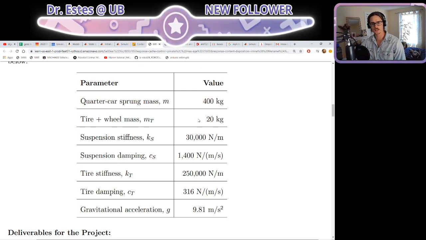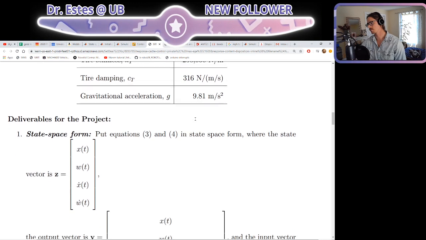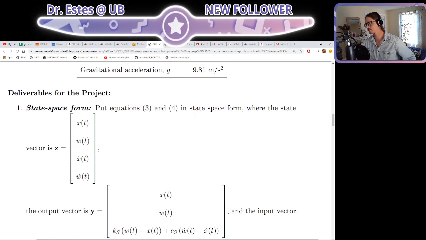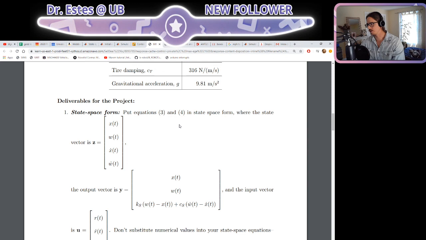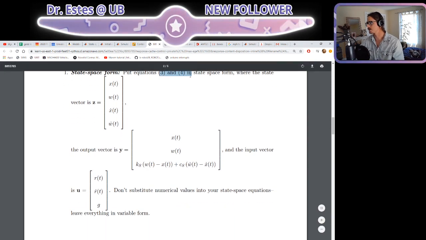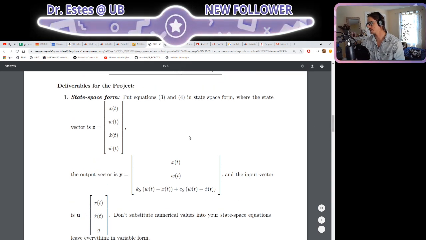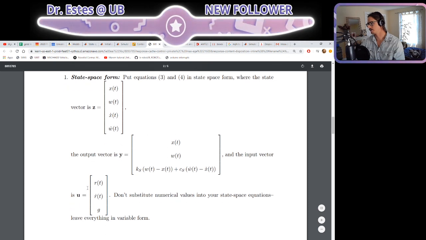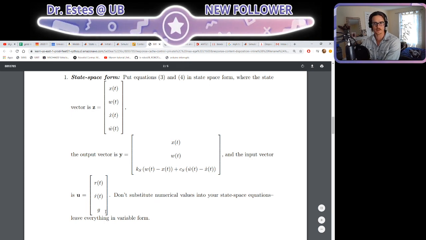Okay, so let's get into the deliverables of the project. We've been doing state space form. The first thing you're going to do for this project is put the equations of motion, equations 3 and 4, in state space form. And I want you to use these states. I want you to use these outputs. And these are our inputs to the system: the position of the road surface, the rate of change of the road surface, and also I'm including gravity in there.